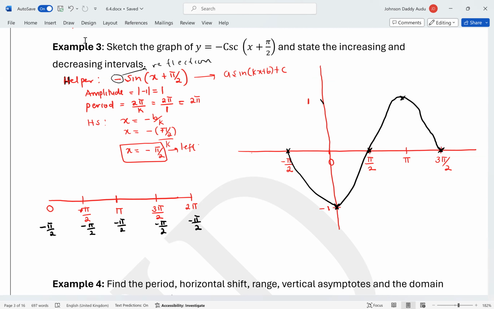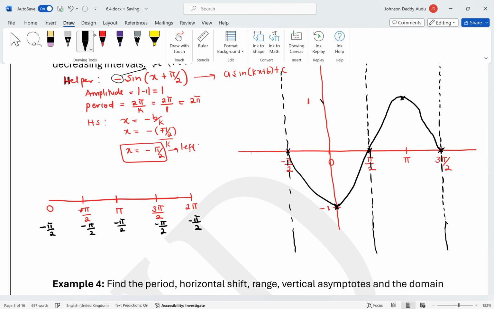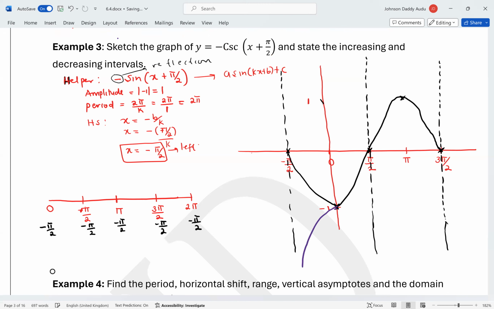Right. And here, all you need to do, just pick the zeros. The x-intercept will be the what? These are our vertical asymptotes. So these will be the vertical asymptotes. So these are the vertical asymptotes, right? Then now that we have the vertical asymptote, we just need to reflect. This is going to be something like this. This one. And then you have this up here.